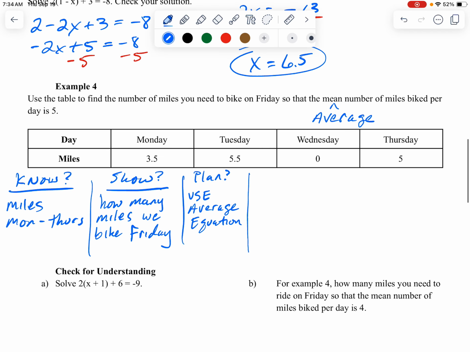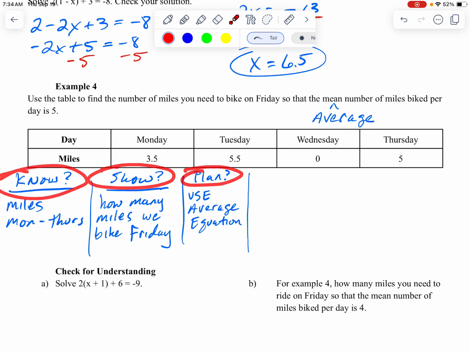Okay, number 4. Whenever you have story problems like this, make sure you read it and take your time, digest it, come up with a plan. What do we know? What are we trying to show? How are we going to attack this problem?